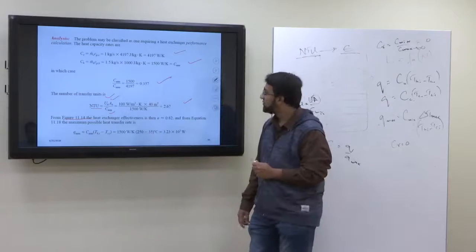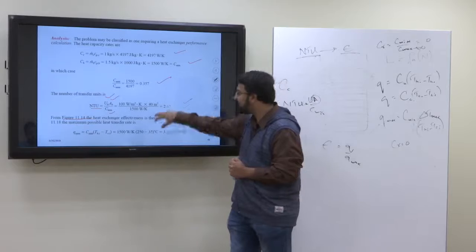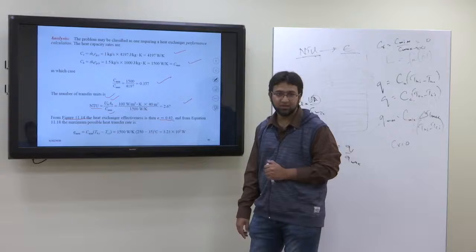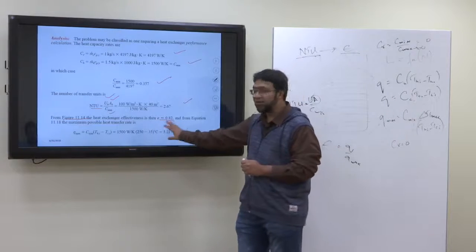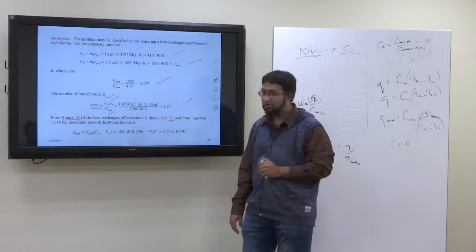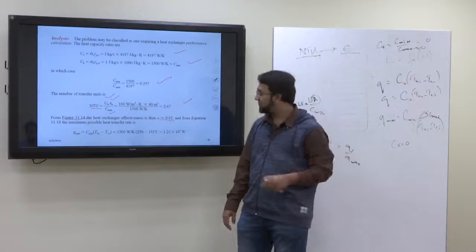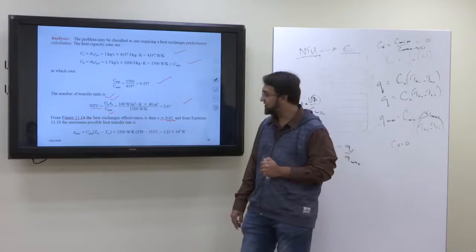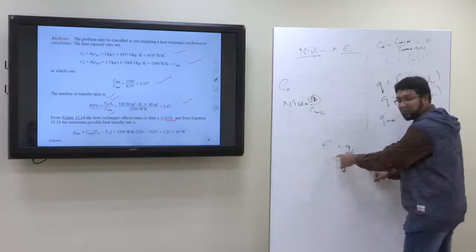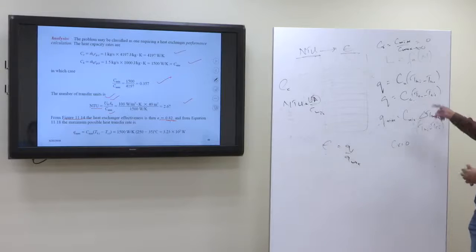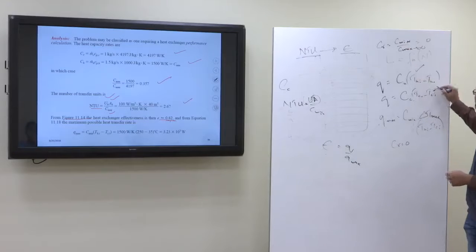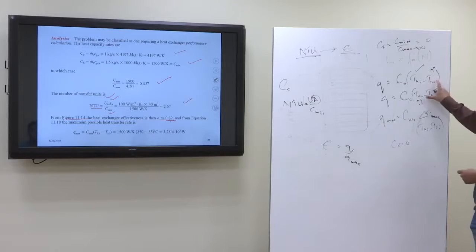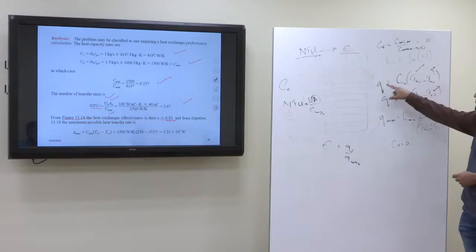Then Q max. This is after finding effectiveness. So first of all, we need to find out the effectiveness. By the graph again, find out the effectiveness at around 0.82. Now once you know the effectiveness, effectiveness is basically Q upon Q max. You know T hot in, you know T cold in, but you don't know T hot out or T cold out. You cannot find T hot out and T cold out until you know Q.